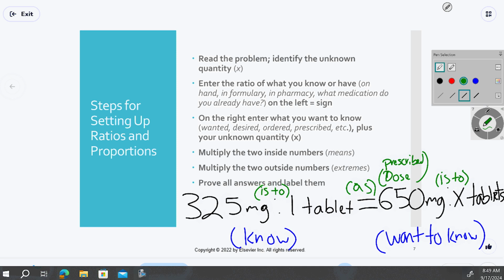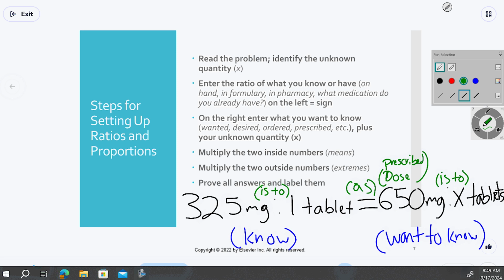So there's your steps. I found out what I wanted to find out: X tablets, because that's what the question asked me. I found out what I know because I looked at the label. Again, you're going to be given that information, because how else would you solve it? And then I know what I want to know: the doctor said I should take 650 milligrams of Tylenol.